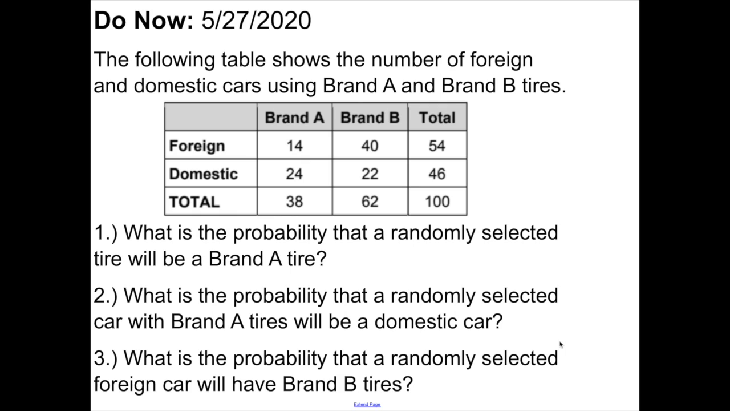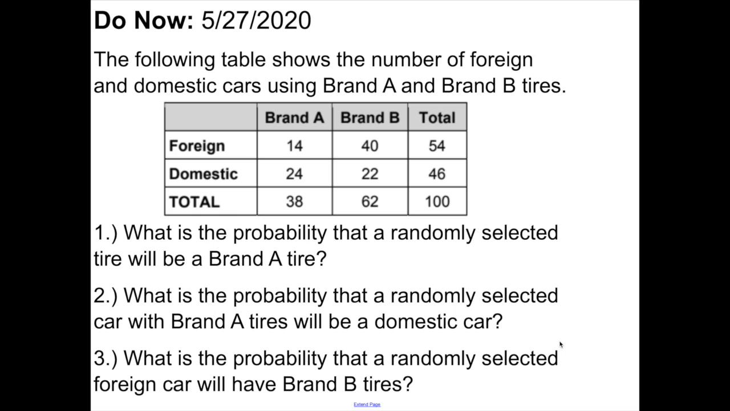Okay, so the following table shows the number of foreign and domestic cars using brand A and brand B tires. This is a two-way frequency table. You might remember this from Course 1 honors at the beginning of the year, so it's a long time ago. I did talk about these kinds of tables in my video on independent and dependent events, so you might want to take a look at that. What is the probability that a randomly selected tire will be a brand A tire? What is the probability that a randomly selected car with brand A tires will be a domestic car? And what is the probability that a randomly selected foreign car will have brand B tires?